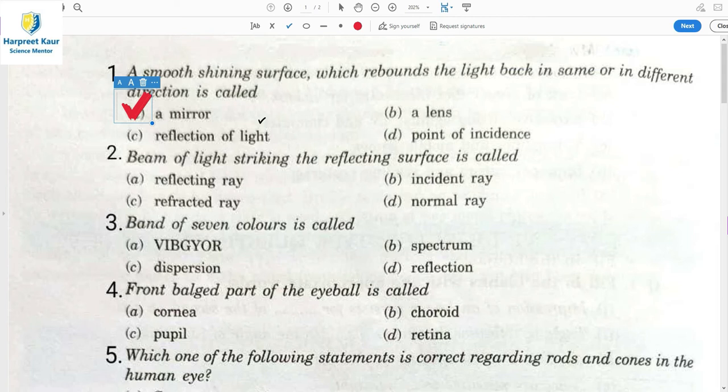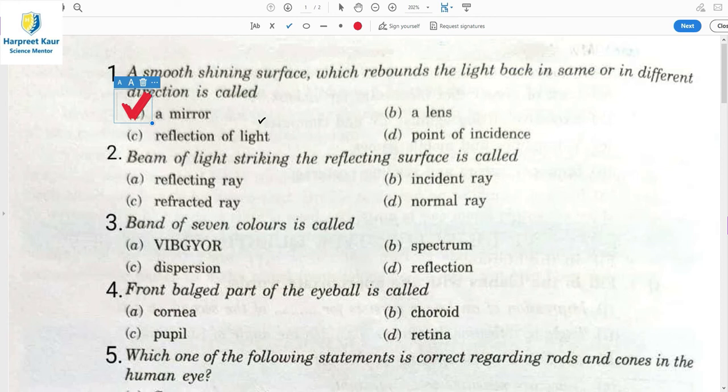Just now we have done that the light ray that falls on the reflecting surface. The reflecting surface may be a mirror or any smooth polished surface. It may be a metal also. So that ray of light that strikes the surface is called an incident ray.